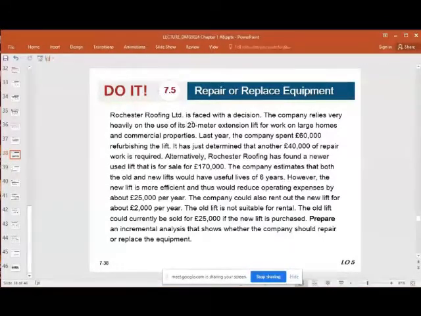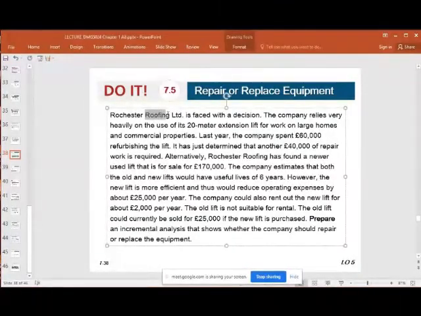Rochester Roofing Limited is faced with a decision. The company relies very heavily on the use of its 20-meter extension lift for work on large homes and also commercial properties. So this company actually makes roofing. They build the roofs on the building. So they use a 20-meter extension lift to carry their items up to high levels so that they can build the roof.